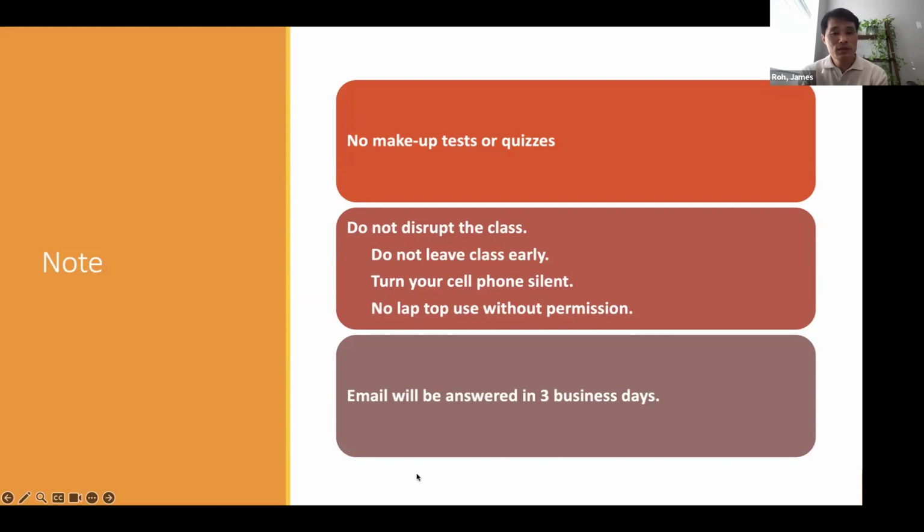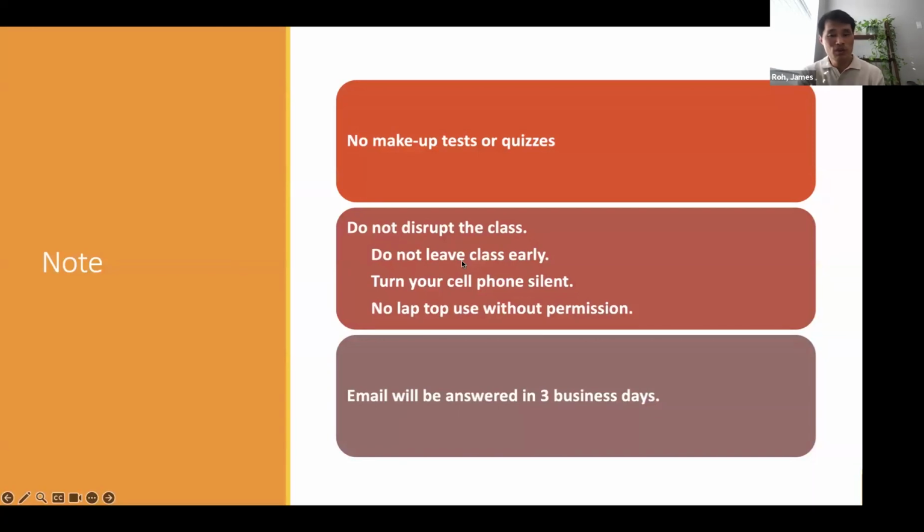In terms of tests and quizzes, I give a 20% penalty after the due date. You can still take them, but for tests, I don't usually give makeup tests. So please be aware of that, unless you have a legitimate reason to miss the test.